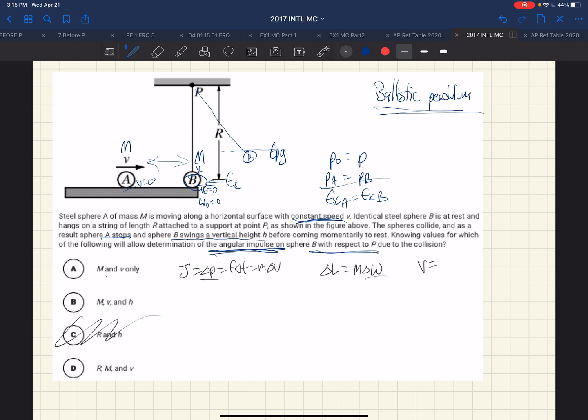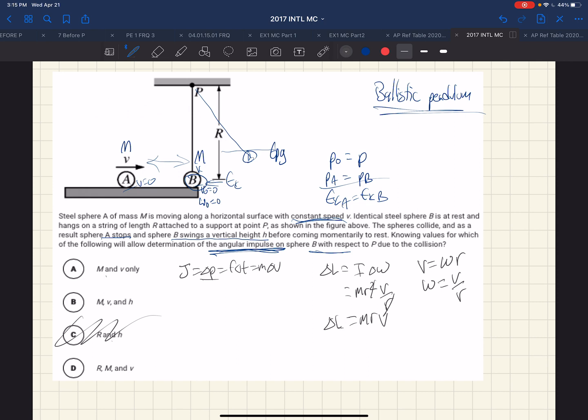Well, we should know the relationship v equals omega r. So therefore omega is v over r. Excuse me, I did that incorrectly. I know I missed something. Delta L is going to be I delta omega. And so then omega is v over r, and I is mr squared. And delta omega then is v over r. The r cancels, and we're left with mrv as delta L.